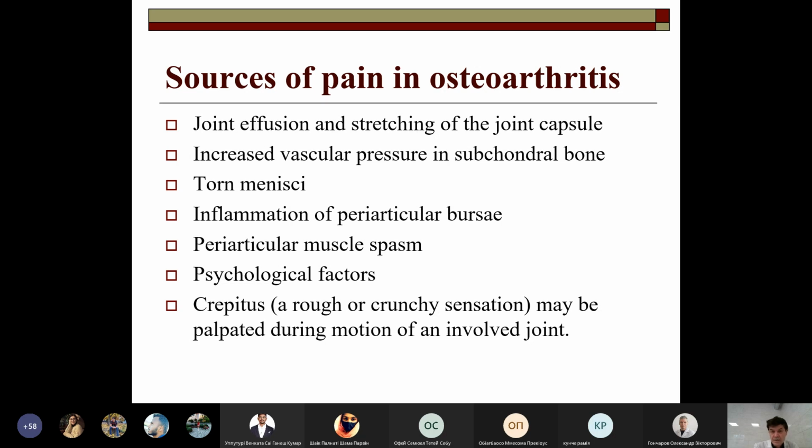And the last factor is called crepitus. Crepitus is among the most common factors that are frequently known, and the rough and crunchy sensations may be perceived during active and passive motion of the involved joints, especially the large and moderate joints involved in these processes. And crepitus is easy to identify at the first meeting with these patients.